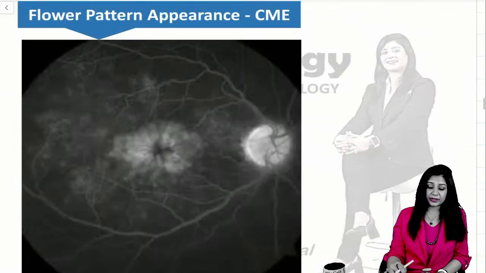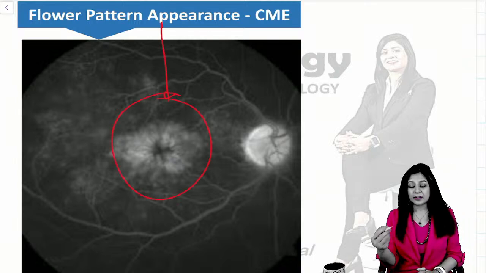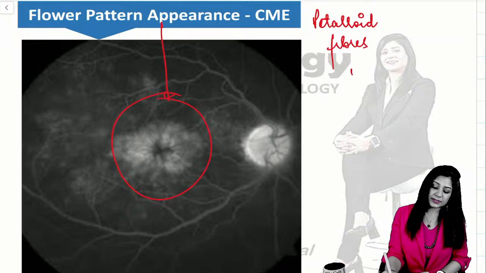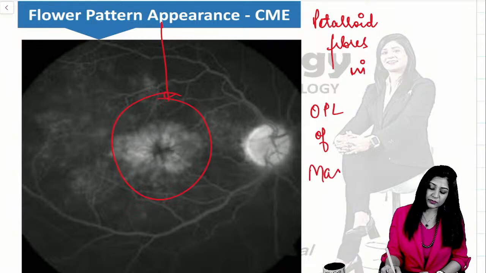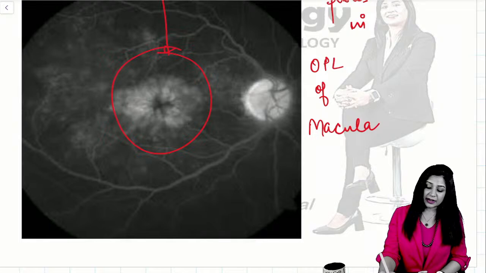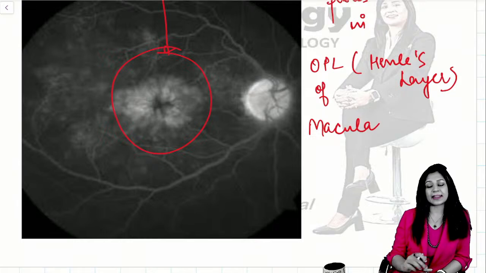Then another important thing, the flower petal appearance. Typical flower petal appearance hai. Now why are we getting this flower petal appearance? Due to the petaloid fibers in the outer plexiform layer of the macula. Because we have petal-like fibers, therefore petal-like appearance, and this layer is also called Henle's layer. Another PYQ, this layer is also called Henle's layer.